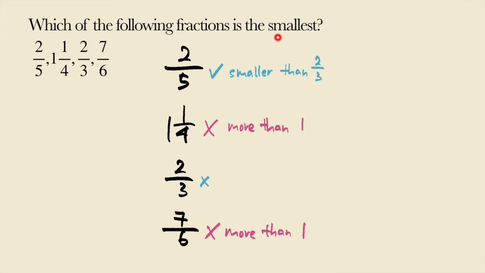When looking for the smallest fraction, and I have small fractions smaller than 1 whole, does that not mean that I can completely ignore 1 1/4 and 7/6? So now I just have to decide between 2/5 and 2/3. Which one is the smaller one? 2/5, 2/3. Which one is the smallest one? The one with the larger denominator. So that's it. This one is smallest, 2/5.